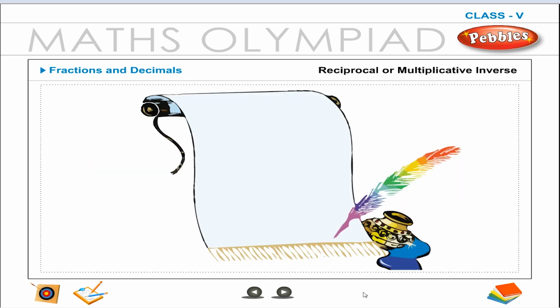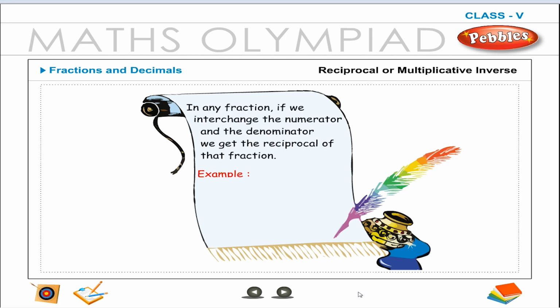Reciprocal or multiplicative inverse. In any fraction, if we interchange the numerator and the denominator, we get the reciprocal of that fraction. Example, 3 by 2 is the reciprocal of 2 by 3.